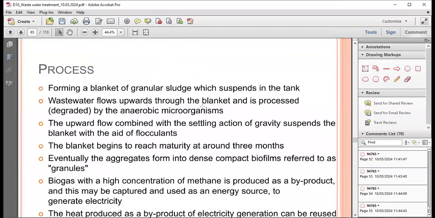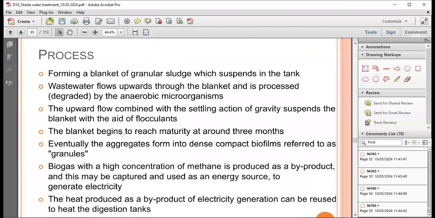The anaerobic microorganisms, the upward flow combined with the settling action of gravity suspends the blanket with the aid of flocculant. The blanket begins to reach maturity at around 3 months. Eventually, the aggregates form dense compact biofilms referred to as granules.